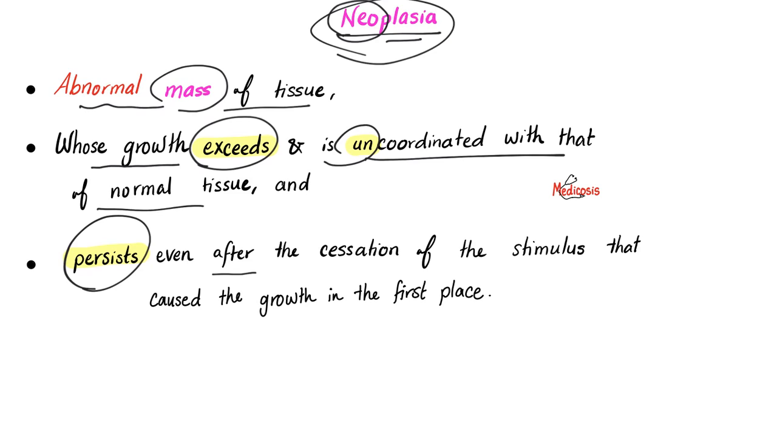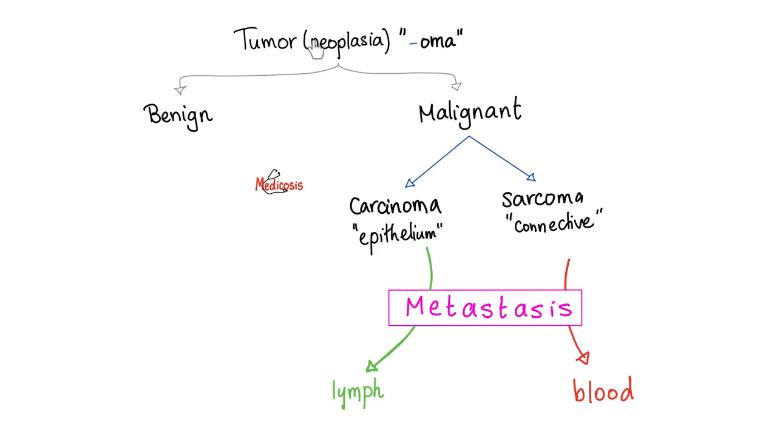Example, suppose that I smoked cigarettes for years and years, decades and decades, heavy smoker. Then I developed lung cancer. Even if I stop smoking now, the lung cancer is not gonna disappear. And that's why cancer is evil. So, tumors or neoplasias or any word that ends in oma could be benign or malignant. The malignant tumors are also known as cancers.